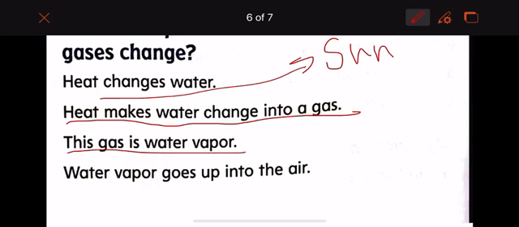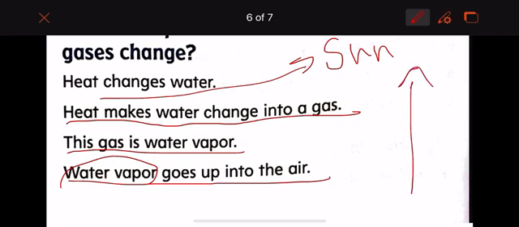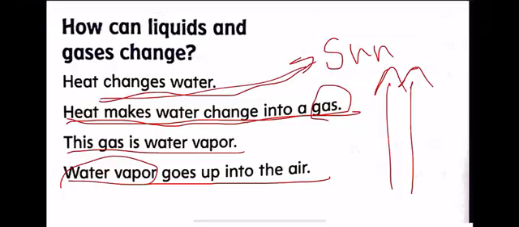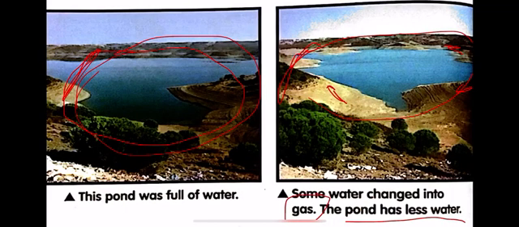The gas is water vapor. So which water vapor goes where? Goes up in the air. Okay? So water vapor goes up into the air. Again, heat makes water change into gas. From where do we get the heat? From the sun. All right? So this gas is water vapor. Water vapor goes into the air. I'm talking about this photo.